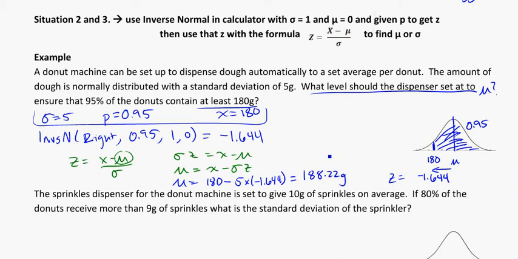So maybe I should round that and say let's set it to 188 grams, assuming that they're using whole numbers here. So again, if we set the dispenser to 188 grams, that's the mu. We'd expect that 95% of the time I get at least 180 grams of dough.